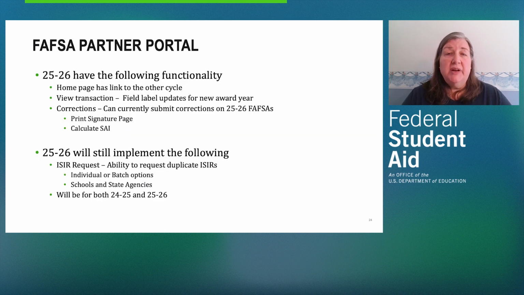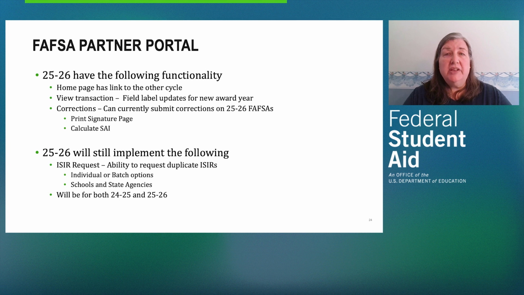So 25-26 for FAFSA Partner Portal will have the same functionality as it does for 24-25 right now. You have the homepage, like I talked about, where you can link between the cycles. The school or the financial aid administrators can view any of the processed information. No changes to any of the fields. It's all the same fields. They're grouped in the same order. And then the FAAs also have the ability to make corrections to a processed transaction.